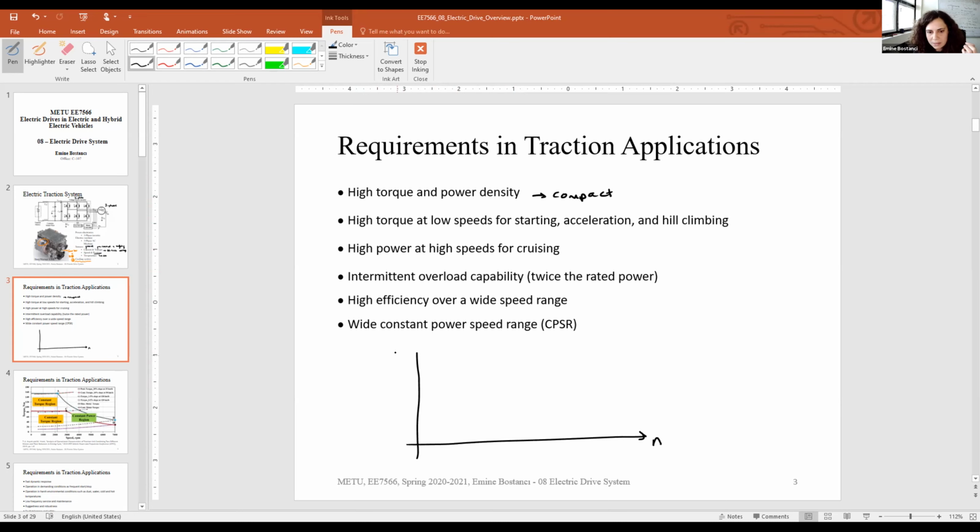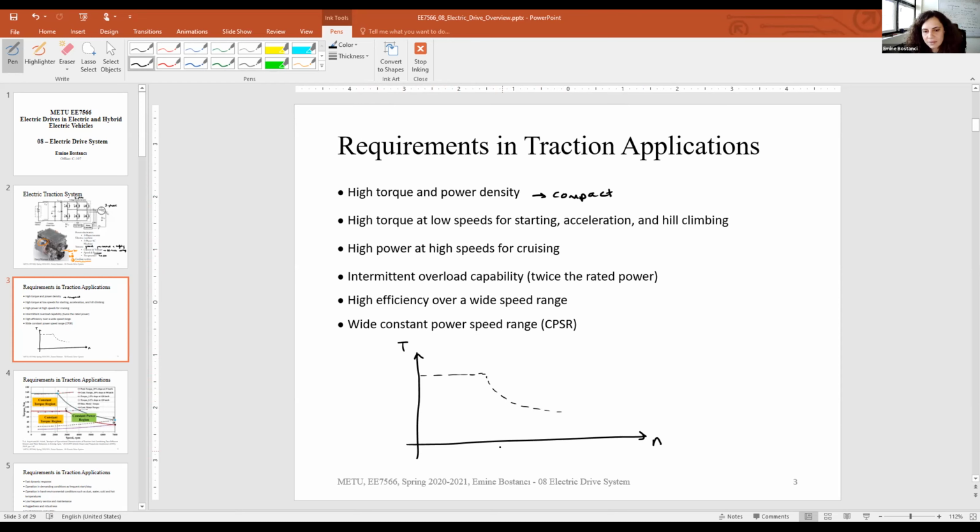So this is the speed and this is the torque. At low speeds, you need a high torque, and this region is going to be used for starting and acceleration. On the other hand, at high speed, you also need a high power.